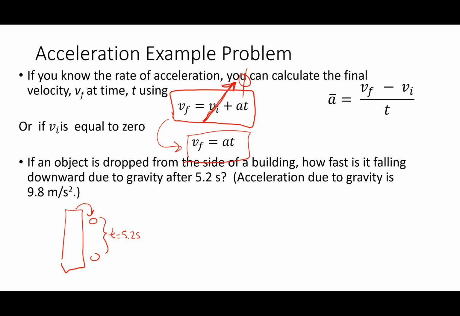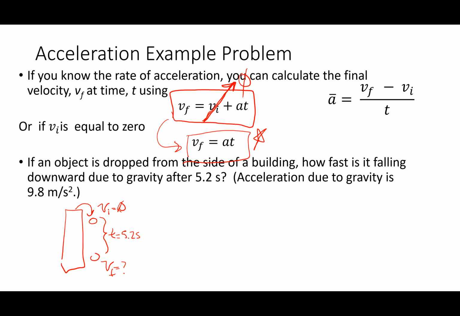So to knock this out, we're going to use this equation right here. We can use this equation because the initial velocity, v sub i, is equal to 0. How do I know that? Because it's in the problem. We dropped it off the building. Didn't say we shot it off the building. Interesting. And then, an object's dropped from the side of the building. How fast is it falling? So down here, v sub f is equal to question mark. So that's sort of what we've got going on.